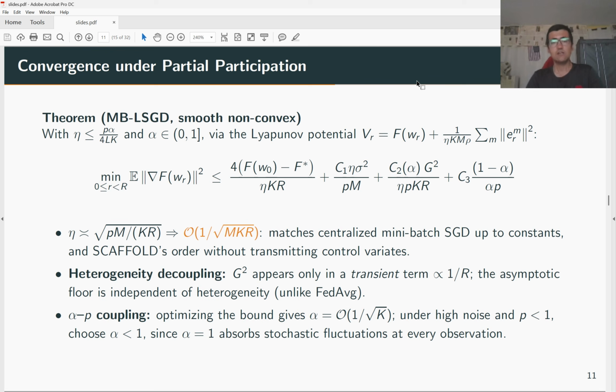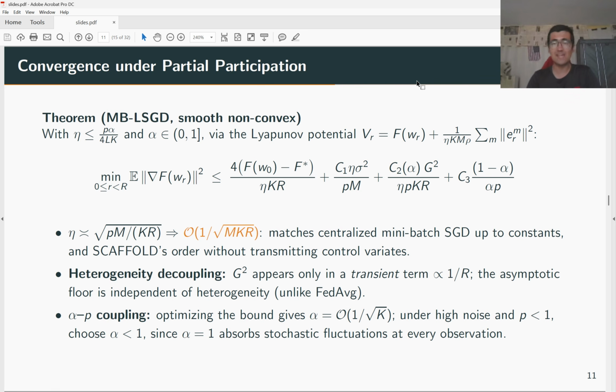And second, heterogeneity decoupling. Look at where g squared sits. It's divided by R, so it's a transient term. It slows down the early phase while the buffers are still learning their local biases, but it does not set the asymptotic error floor. For FedAvg, it does. That's the quantitative difference.